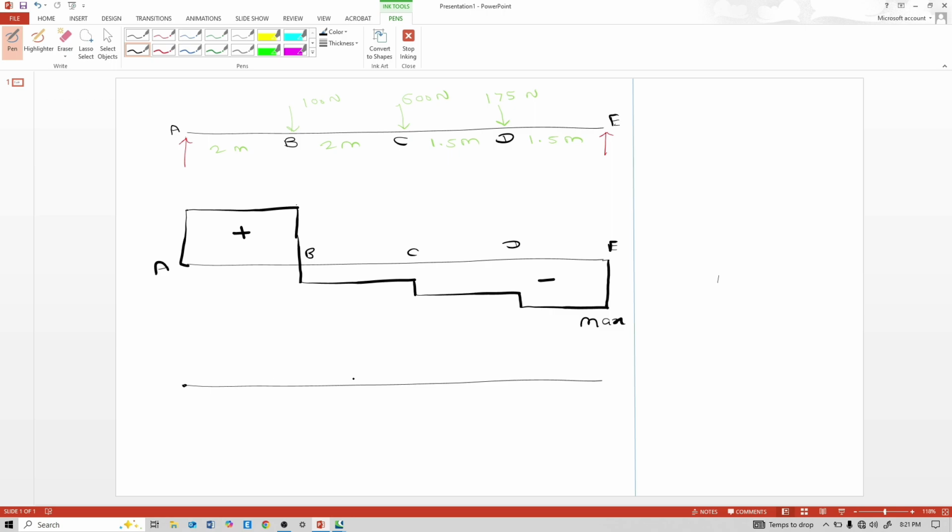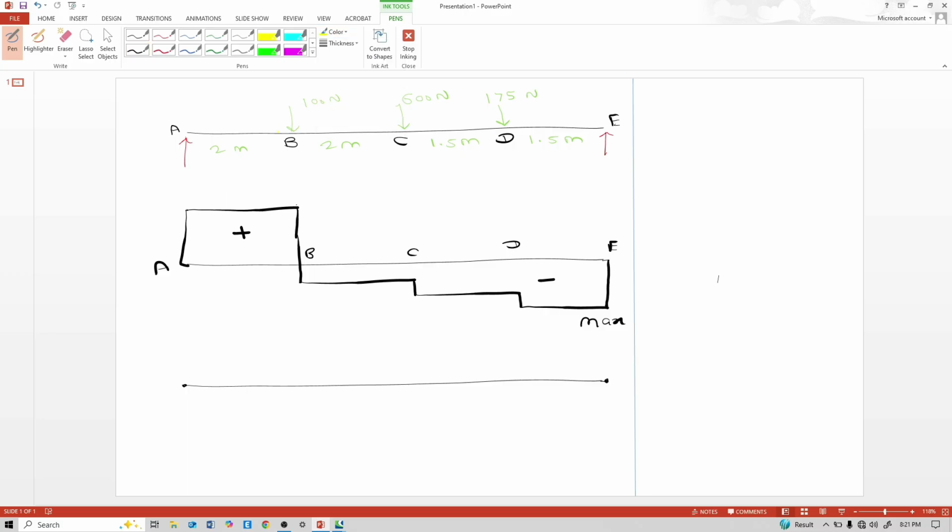Now bending moment. At points A and E, bending moment is 0 because this is simply supported. Simply supported means that at point A or E, it is either a hinge support or a roller support, and for hinge support and roller support, moment is 0. Between A and B there is no load. When there is no load, the bending moment is an inclined line.